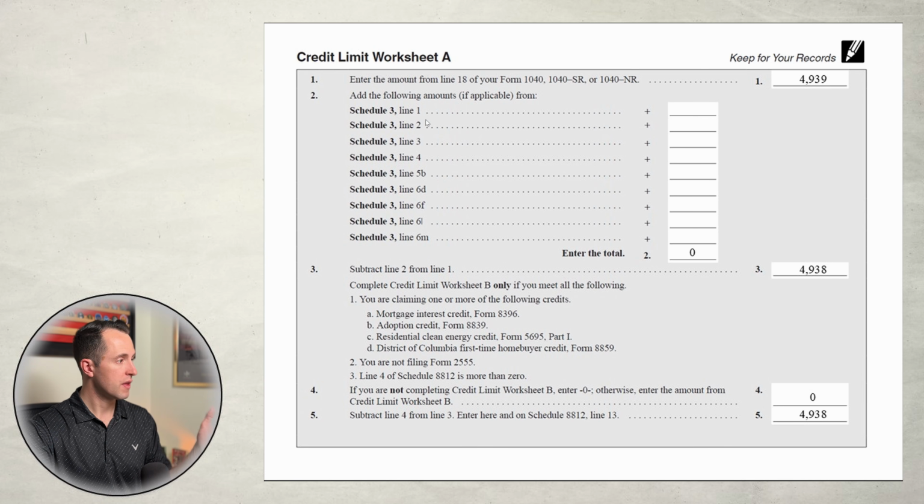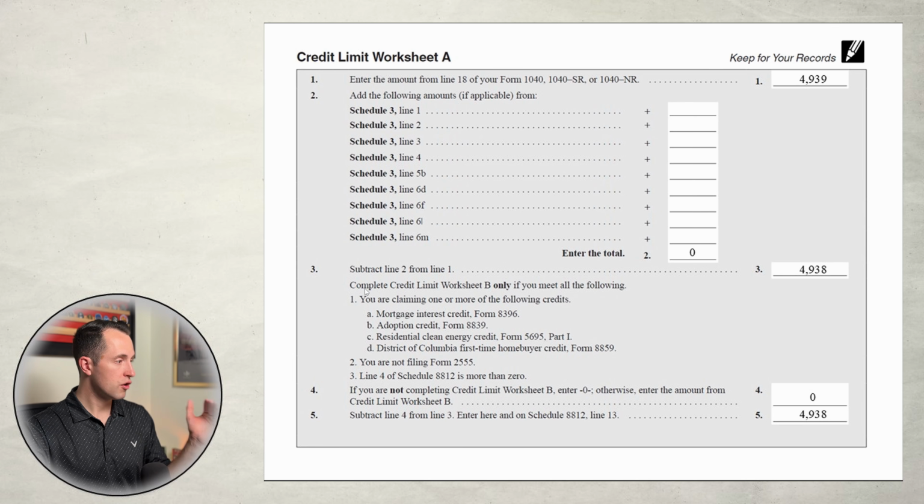Then coming down here, all this deals with Schedule 3. A lot of people, unless they get more complicated tax situations, are not going to have anything here. You can leave this blank. I just put a 0 here to show that, hey, summary here is 0. So then 3, you're going to subtract line 2 from line 1. If you don't have anything here, you can just copy and paste 1 into 3.